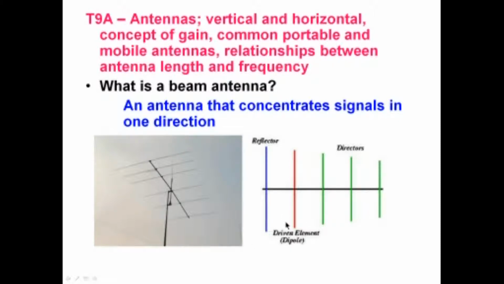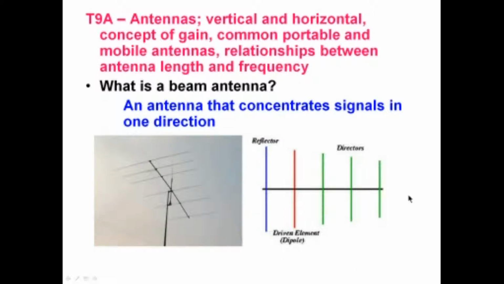So this could represent your bulb, and here's your reflector, and then you could have lenses or other things out in front of the bulb, again, to focus the beam the way you want it to. So in a beam antenna, we have an antenna that concentrates signals in one direction, just like a flashlight concentrates light into a beam. Let me back up because I didn't name that antenna for you. This antenna is called a Yagi.